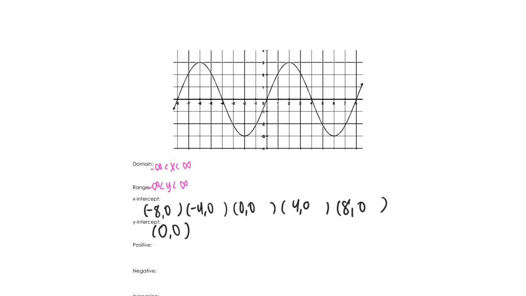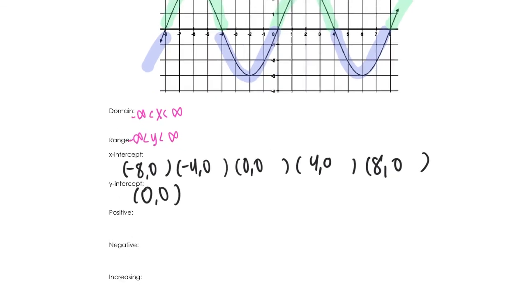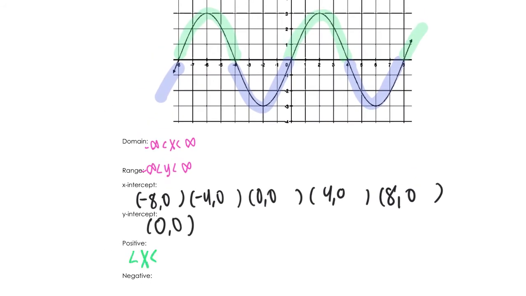Now let's find the positive portions of the graph and the negative portions of the graph. There should be 3 inequalities for each. Go ahead and set those up. Try to fill those in. Check your work once you've finished.